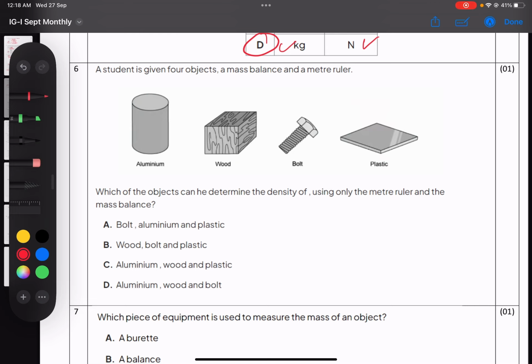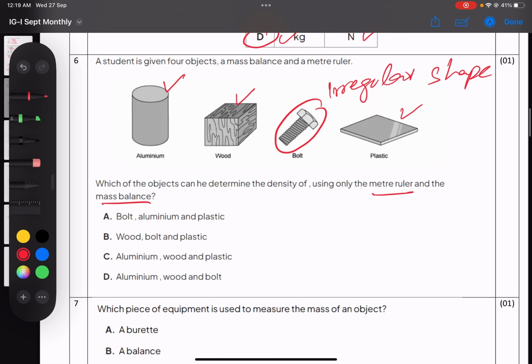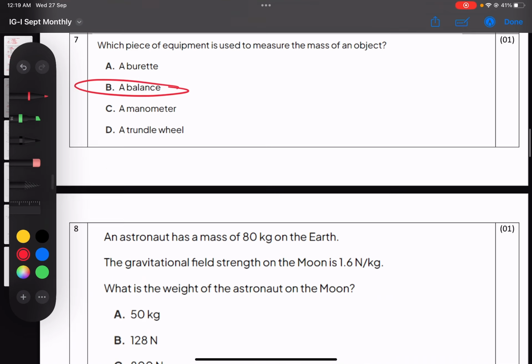A student is given a mass balance and a meter rule. Which of the objects can he determine the density of using only the meter rule and the balance? From the balance we can measure the mass, and the meter rule is used to measure the volume of a regular shape object. So this is regular shape, aluminium, wood and plastic. This is an irregular shape object. For irregular shape you need a measuring cylinder. So you can measure the density of aluminium, wood and plastic. It's option C. Which piece of equipment is used to measure the mass of an object? A balance is used to measure mass of the object.